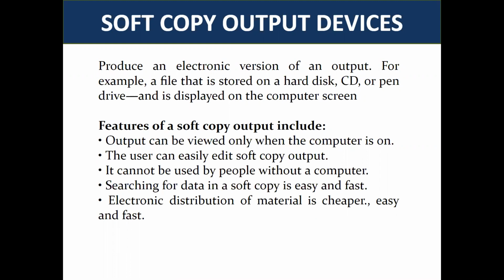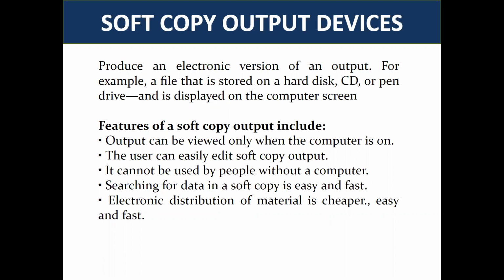Okay. So coming to the soft copy output devices, what is basically soft copy output? Soft copy output is an output that is not produced on paper or some material which cannot be touched or carried for being shown to others. They are temporary in nature and they vanish after use, right? For example, output displayed by a monitor is a soft copy output. So the soft copy output devices produce an electronic version of an output. For example, a file that is stored on a hard disk, a CD, or a pen drive, or displayed on the computer screen, right?